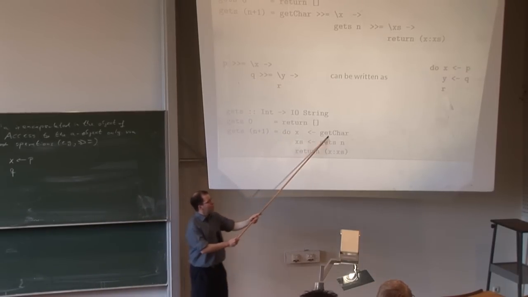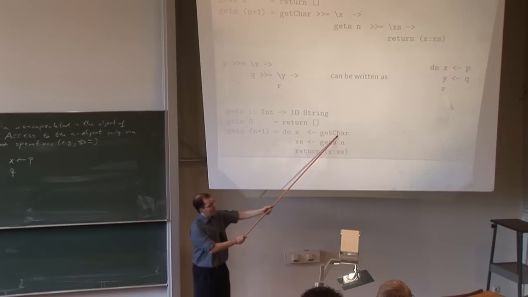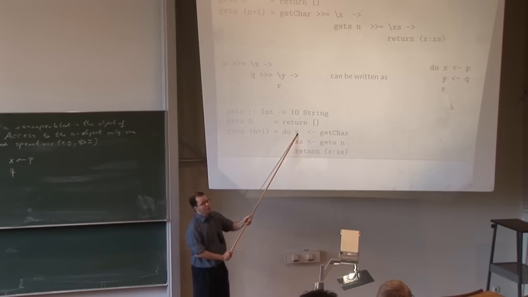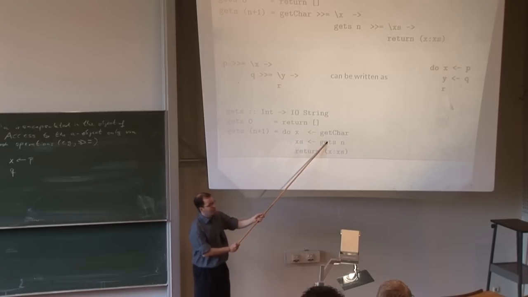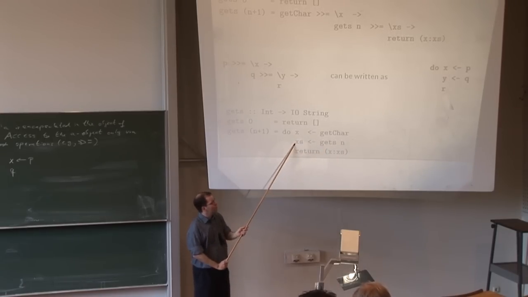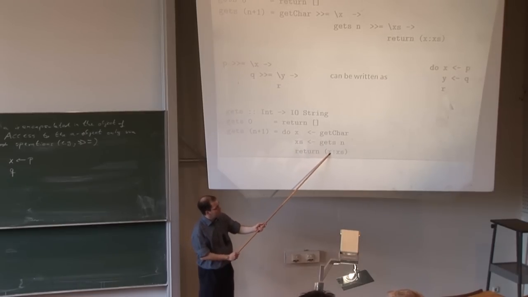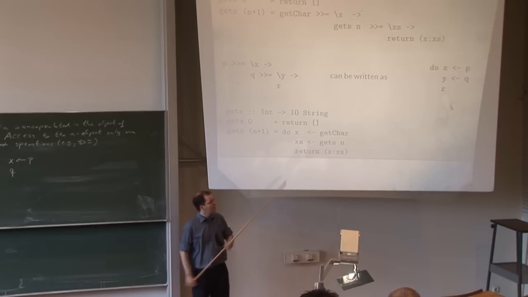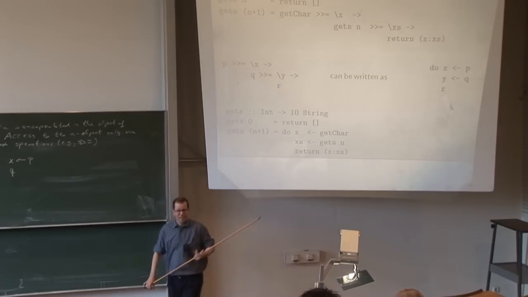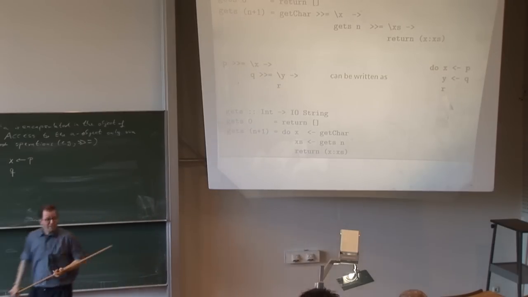Do. First, you perform action get character, and the value that was computed here, you bind it to the variable X. Then you perform the action gets n, and the value that was computed here, you bind it to the variable Xs. So this is the first character, and this is the string of the remaining n characters. And then you return the result, and the result is X:Xs. Now this looks, as I said, like imperative programming, and that is quite readable.